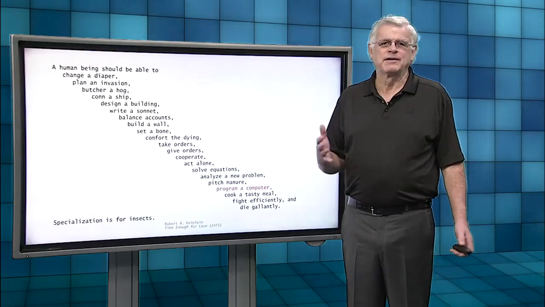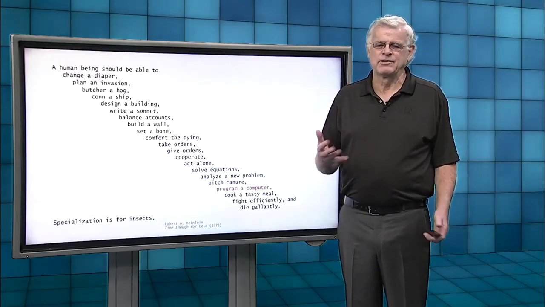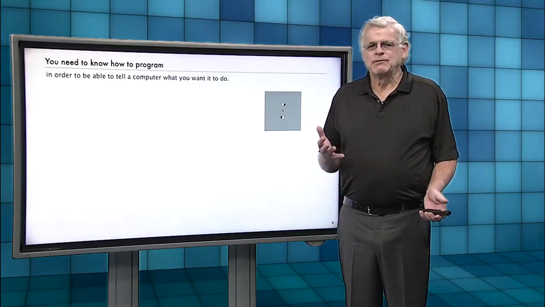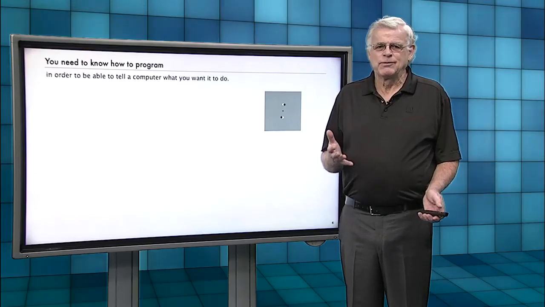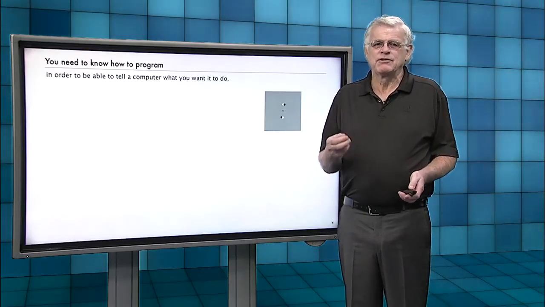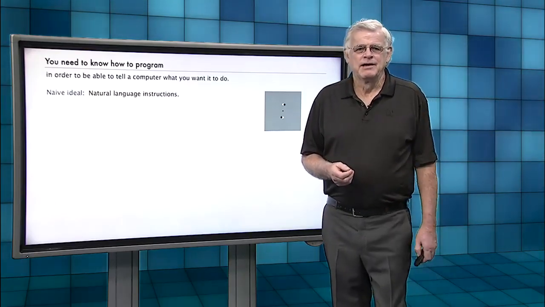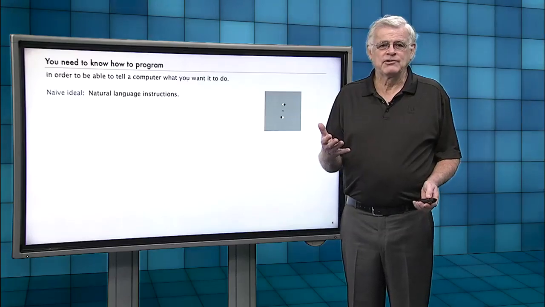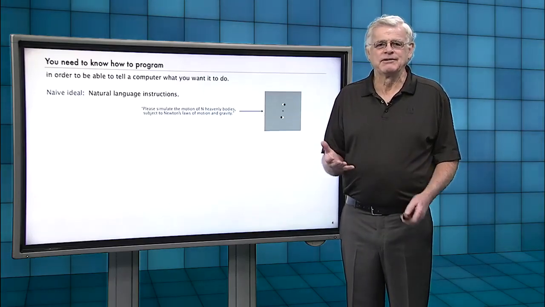So that's the first thing. Computers are omnipresent, and it's something that everybody should be able to control. Really what you need to know how to program for is to get the computer to do what you want it to do. Now, a naive ideal that you might think is, well, why not just tell the computer what you want it to do?